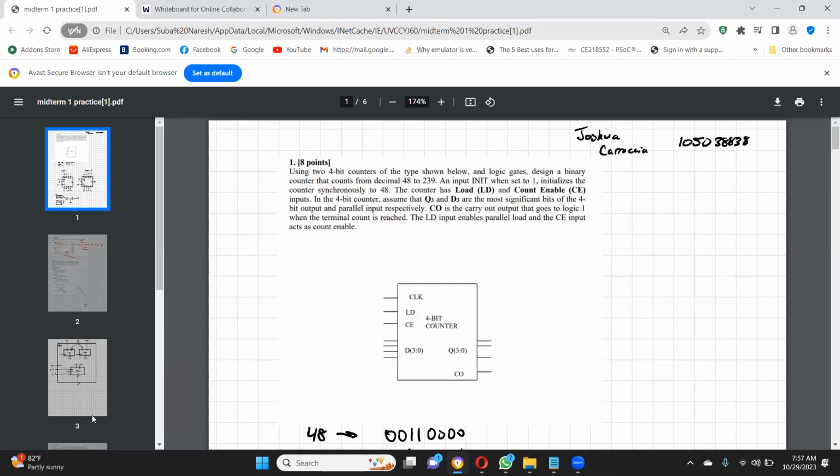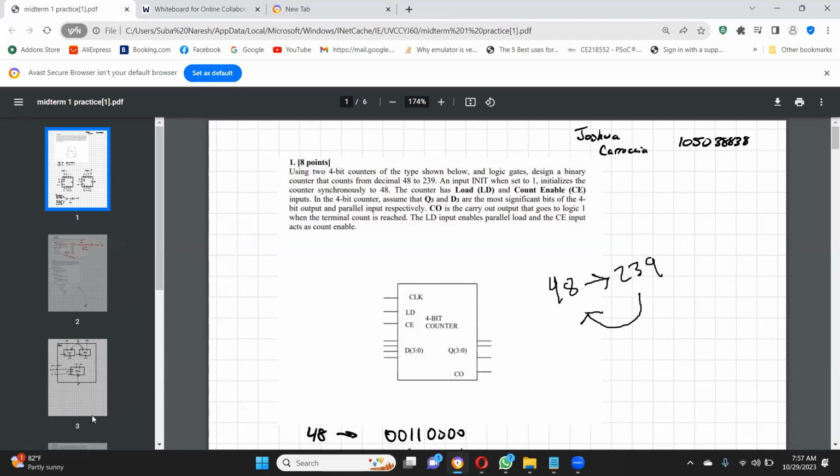The design counts from 48 to 239. After that, they haven't told anything, right? What should happen after 239? What is the requirement? You don't know. You are not designing for that. It goes to 239 and then it has to stop. That's it.